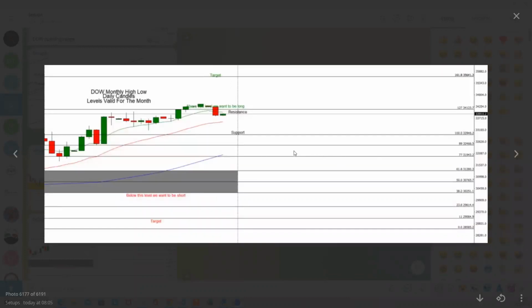On the Dow monthly high low, currently between levels of 100 and 127 as support resistance. If you look at the moving averages, 8 is above 21, above 50. That's indicating trend is up. So with that, we're still aiming for that 161.8 target level there.